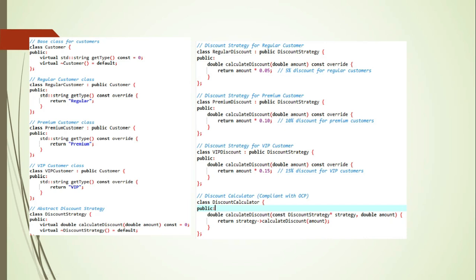So remember the OOP concept, the object oriented programming concept, is mandatory for applying any principle. So this is the class Customer. You can see here we have class Customer, and inside it we have public, virtual, string getType constant equal to 0. Customer is an abstract base class that defines a common interface for all the customer types.